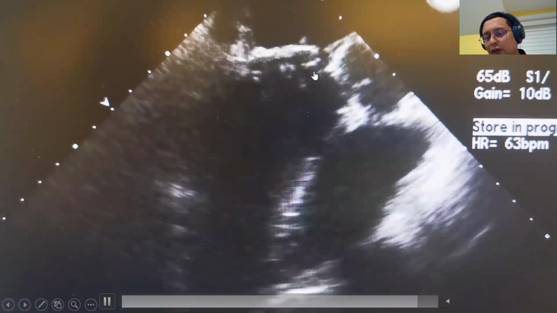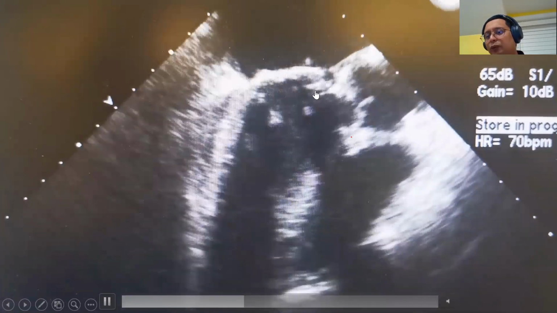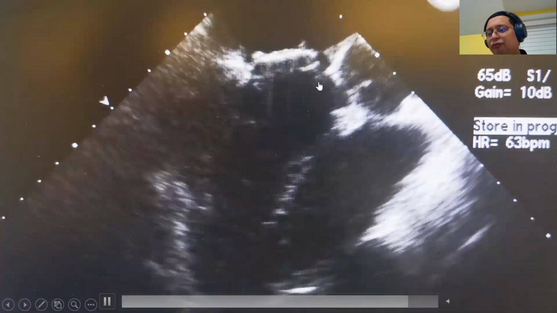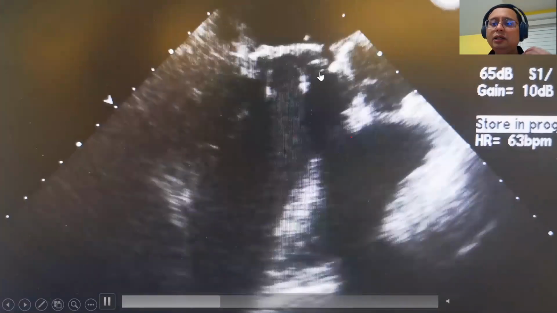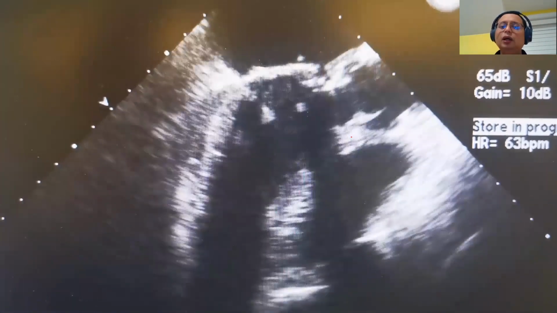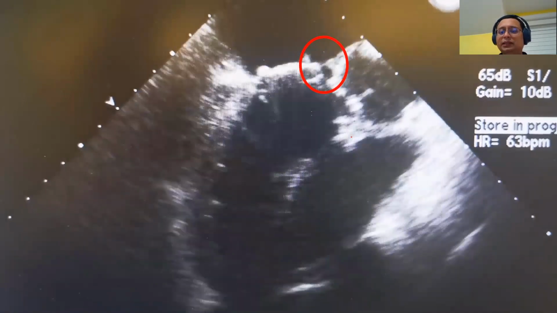So this is mitral valve dehiscence. You can see slight rocking of the mitral valve. So you can straight away tell that your patient actually has dehiscence. Dehiscence can be either due to structural valve degeneration or infective endocarditis. That's the dehiscence there.